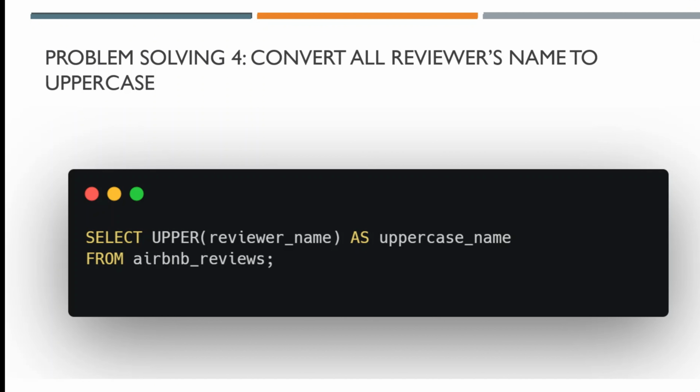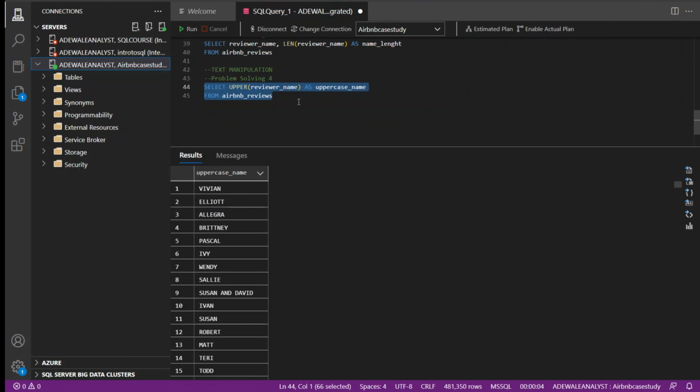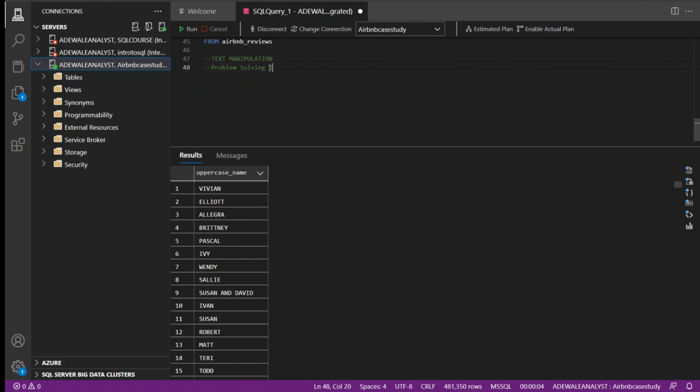Now, let's look at another problem solving here. We also want to replace all occurrences of APT with unit in the room type column. So we want to replace everywhere where APT occurs with unit. So instead of having apartment, we want to change it to unit. So if I want to do that, I can go back to my Azure Data Studio, and then I can copy this and say text manipulation case study problem solving 5.